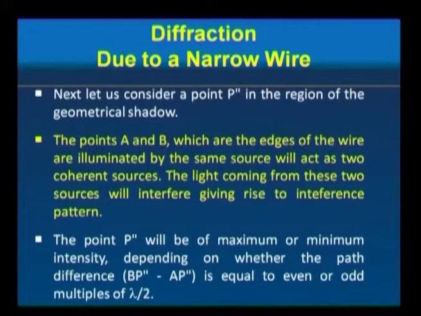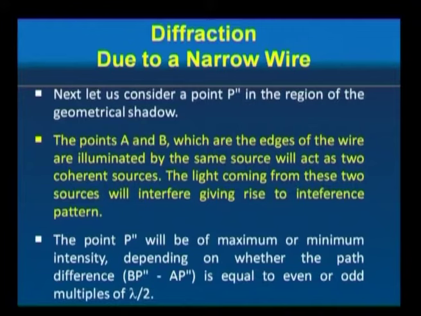You have seen what you know about coherence, how you get an interference pattern and so on in the Young's double slit experiment. So because these two points are two coherent sources, you can expect an interference pattern and not a diffraction pattern. The point is, when you are talking about diffraction at a narrow wire, unlike the other cases, you get a pattern which is due to interference. The interesting thing is, you get an interference pattern because of the phenomenon of diffraction. So the points A and B, which are the edges of the wire, are illuminated by the same source, and act obviously as two coherent sources. The light coming from these two coherent sources will interfere, giving rise to interference bands or an interference pattern. Okay, that is the important point.